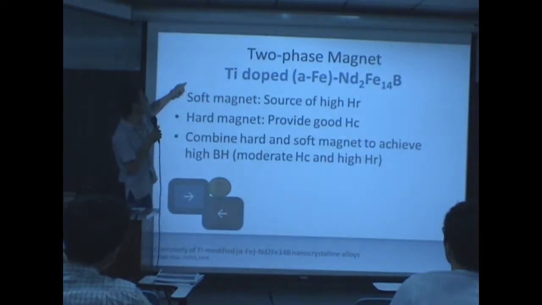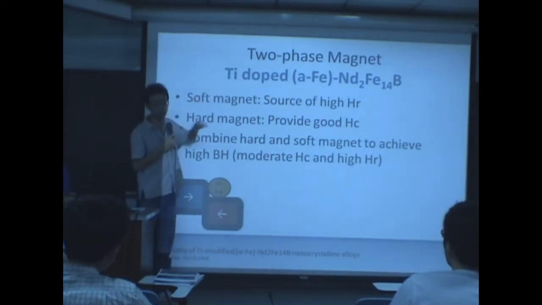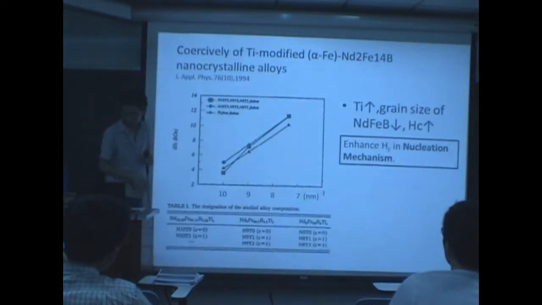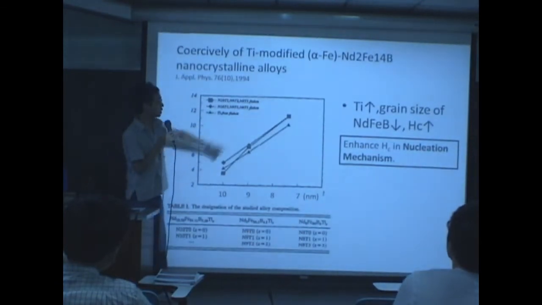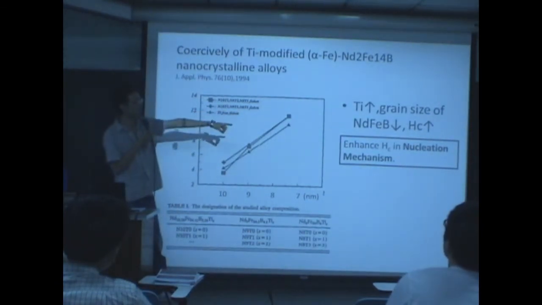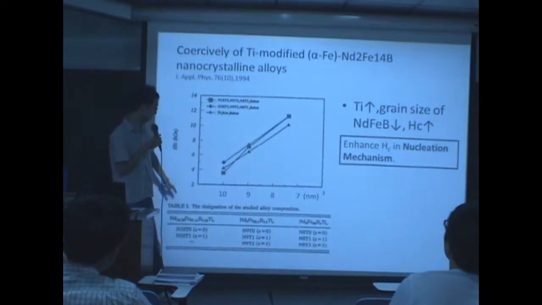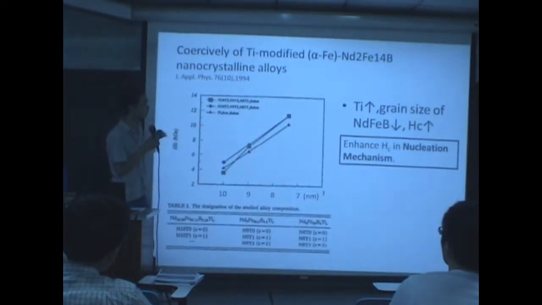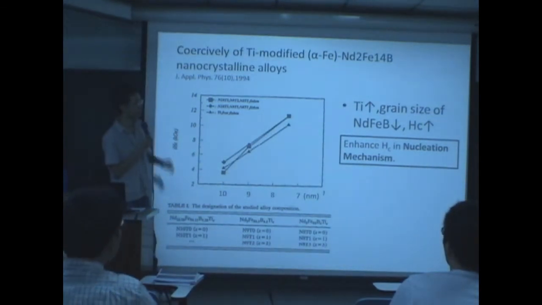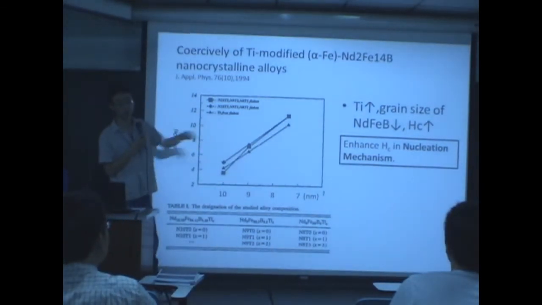And we also dope titanium to get higher performance. As you can see in this picture, with doping titanium, the grain size becomes much smaller. And with smaller grain size, we will have higher coercivity. That is one way to enhance your coercivity in the nucleation mechanism.